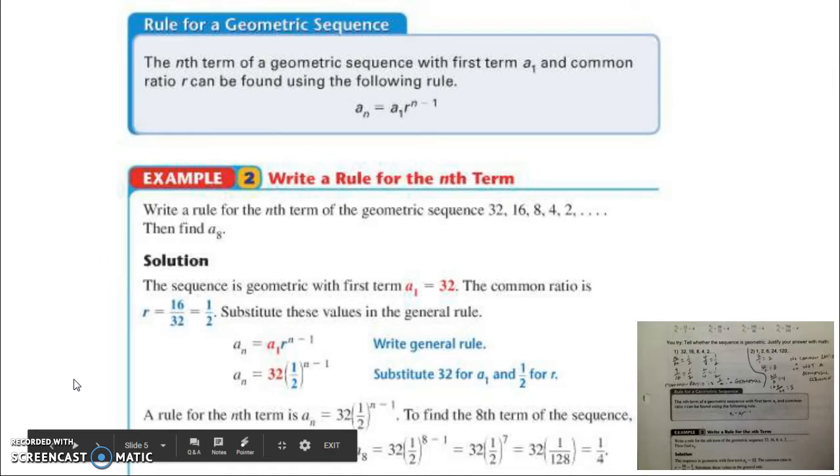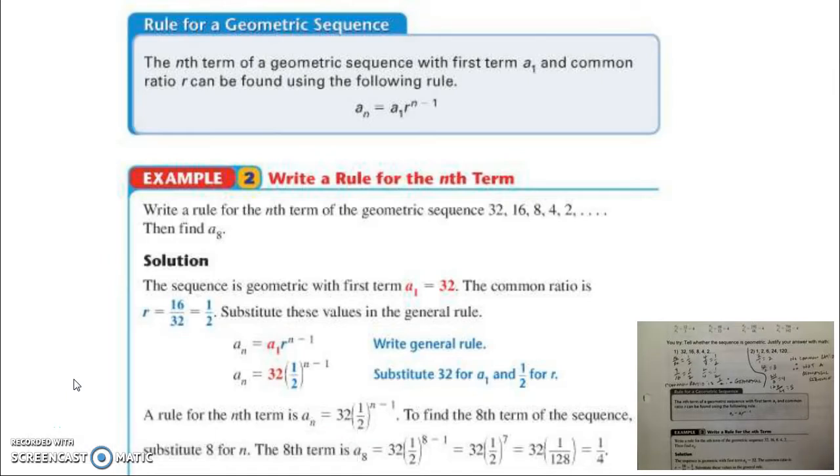Similar to our arithmetic sequences, we can write rules for geometric sequences. And the rule for the nth term of a geometric sequence looks like this. So a sub n, the nth term, is equal to the first term, a sub 1, times the ratio raised to a power, and that power is going to be 1 less than the number of the term. So as we look at the example sequence we had previously, 32, 16, 8, 4, and 2, and we're asked to find a sub 8, the 8th term.